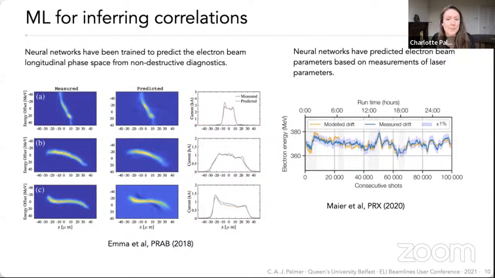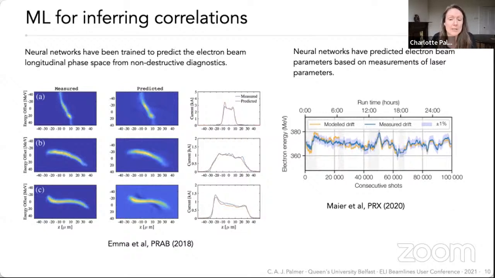And so here, Emma et al. at SLAC combined measurements from their destructive transverse deflecting structure with non-destructive diagnostics like current and coherent radiation monitors, and they used that to train a neural network. So the neural network learned to relate the longitudinal phase space to the non-destructive measurements, and it could demonstrate good predictions of what it thought the TDS should look like based on the non-destructive diagnostics alone. So a way of providing a measure of the pulse shape without actually having to destroy it.